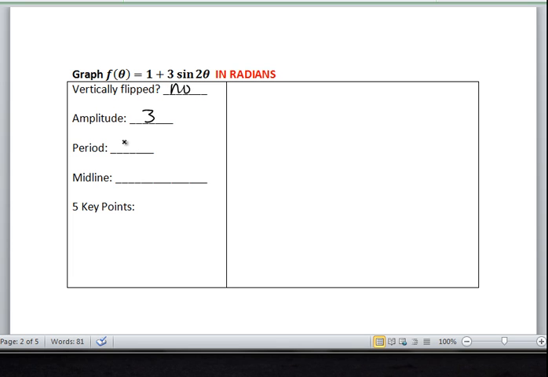What is the period? Well, remember that our period formula is equal to 2 pi over b. B is the exact same thing. That's b, right? So in this case, we have 2 pi over 2, which is pi, and that makes sense because our period from before was 180 degrees, and 180 degrees is equal to pi radians. Okay, so now our midline is y equals 1.